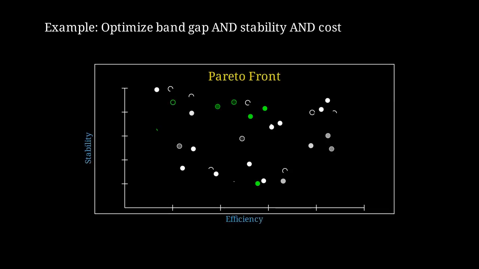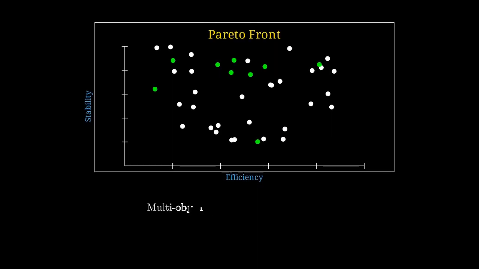The Pareto front shows a set of non-dominated solutions. Green dots represent materials where you cannot improve one property without sacrificing another. These are the optimal trade-offs. Mathematically, we're maximizing multiple objective functions f1 through fm simultaneously. We use multi-objective Bayesian optimization or genetic algorithms to explore the Pareto front efficiently.